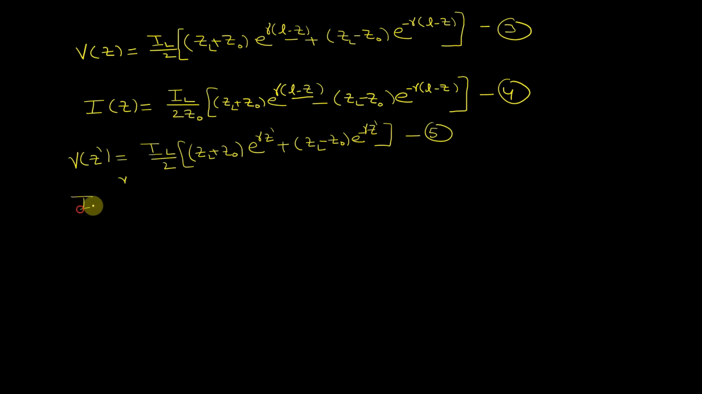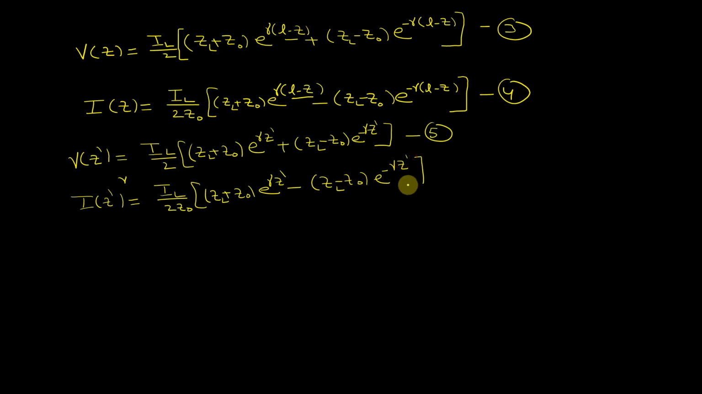Similarly, for I z dash, that will be equal to IL divided by 2 Z naught, into ZL plus Z naught, e raised power gamma Z dash, minus ZL minus Z naught, e raised power minus gamma Z dash. So this is equation 6. Similarly, we can modify this equation.